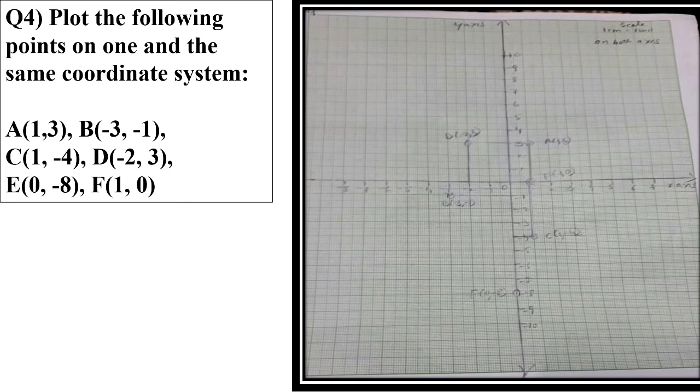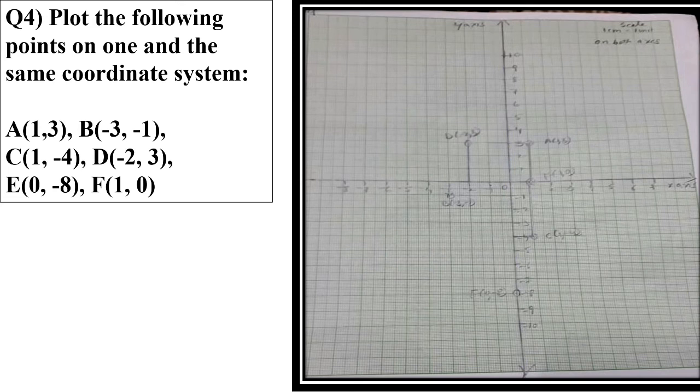Now, point A is given 1 and 3. X coordinate is 1, y coordinate is 3. As we know, the horizontal line, right side of the 0 we have the positive numbers, left side of the 0 we have the negative numbers. Same way, the vertical line is known as the y-axis. Above the 0 the numbers are positive, below the 0 numbers are negative. Whenever we read the number, the first coordinate will always be x, second coordinate will be y.